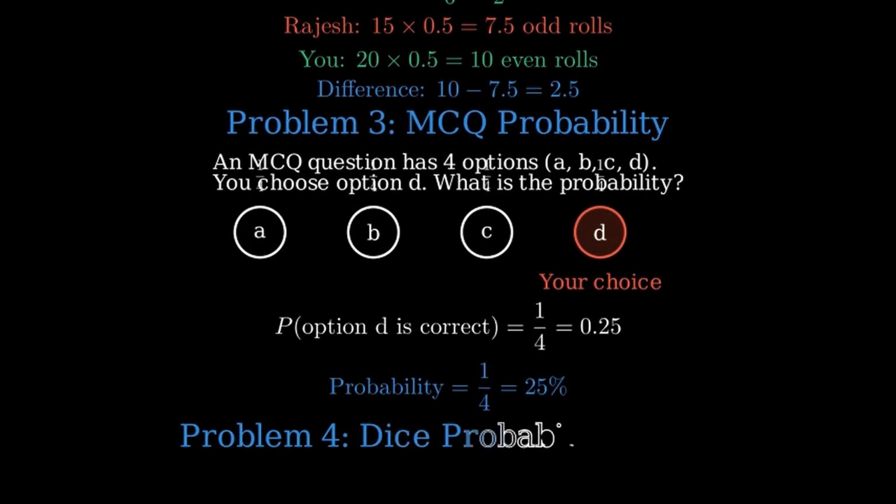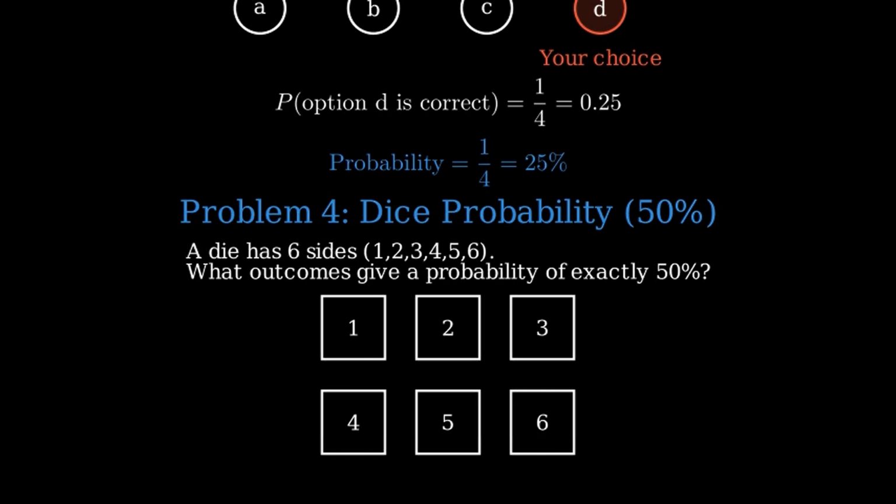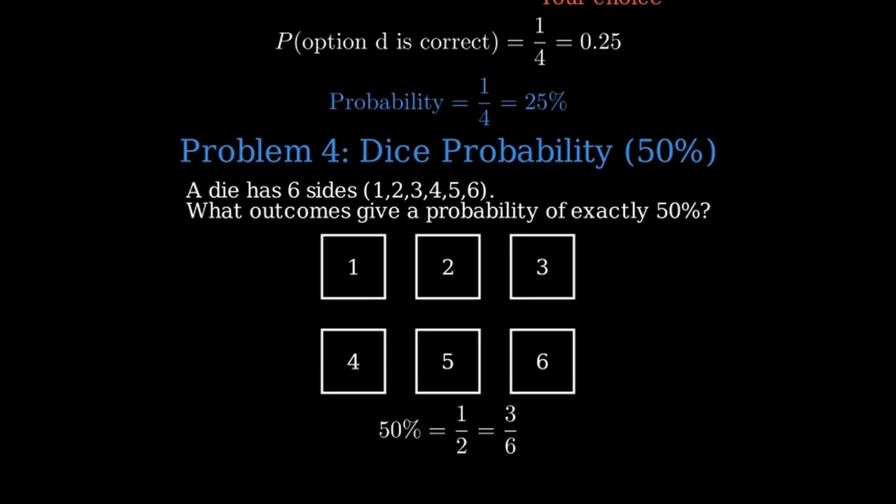For problem 4, we're looking at a dice probability question. A standard die has 6 sides, numbered 1 through 6. Which outcomes give us a probability of exactly 50%? To solve this problem, we need to find combinations of outcomes that give us a probability of exactly 50%.